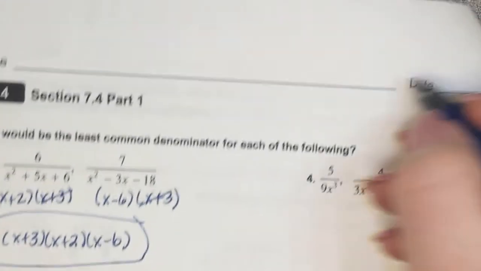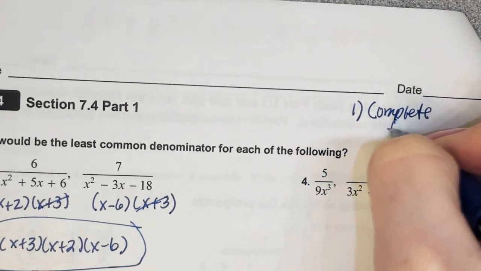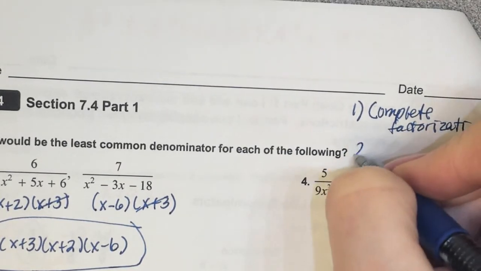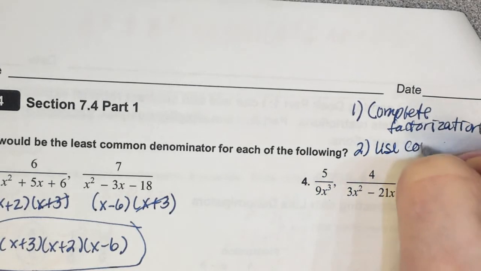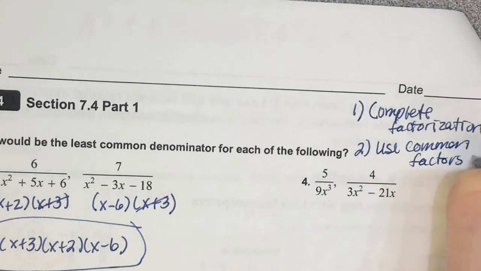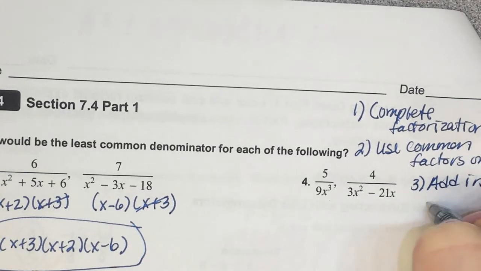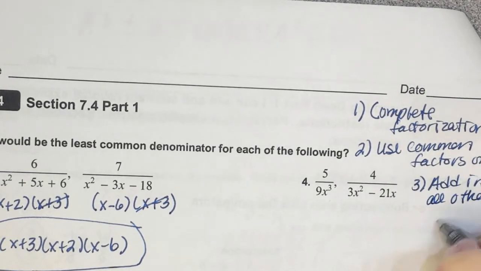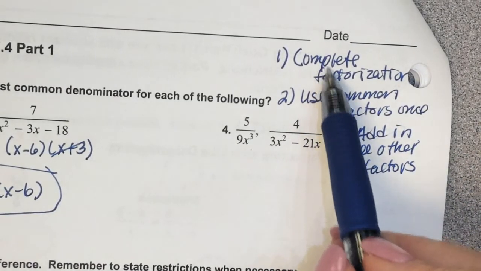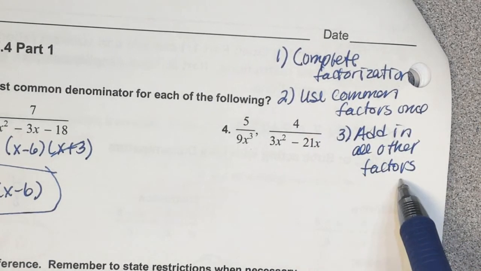So factor it completely, do the complete factorization. Then you're going to use common factors once. Add in all other factors. So do the complete factorization, use common factors only once, add in all the other factors.